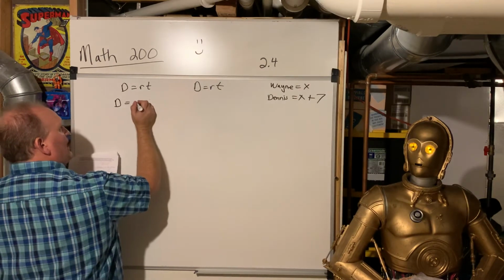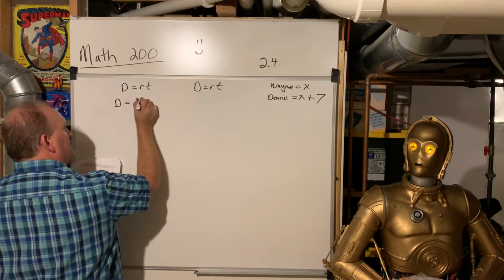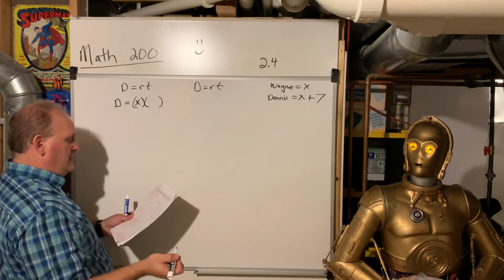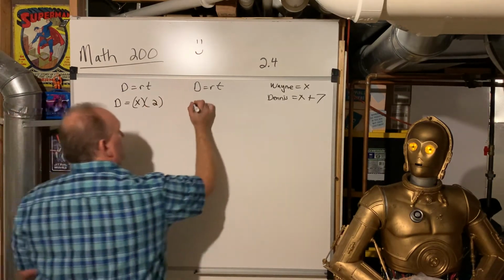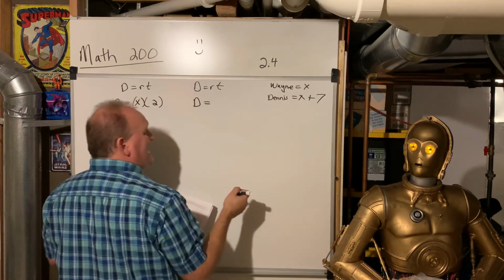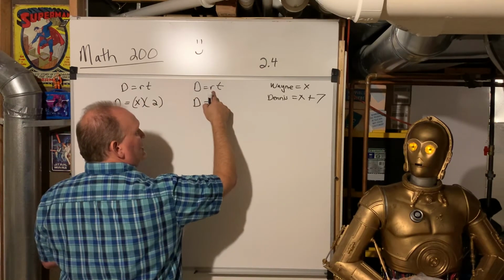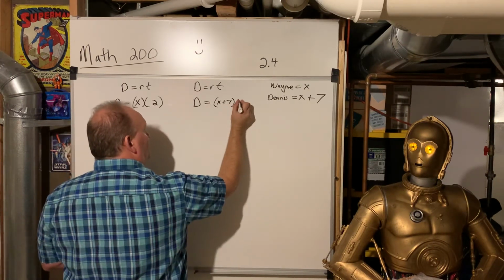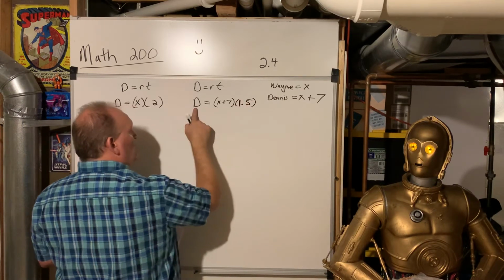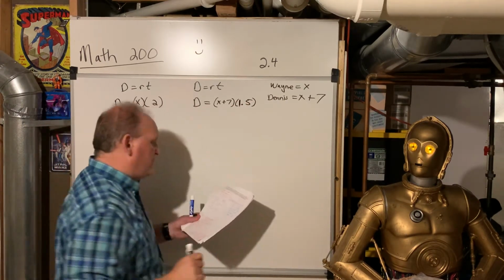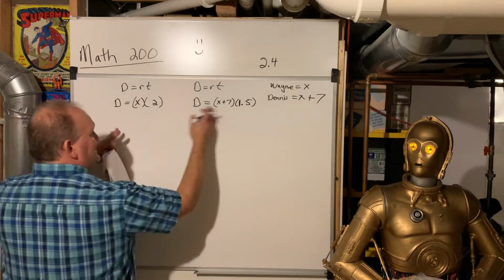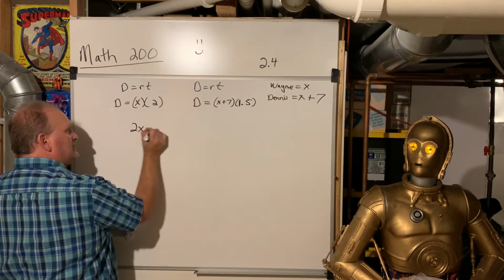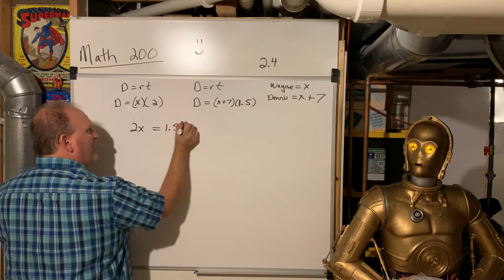So Wayne is traveling at x, and the time it takes Wayne to get there is 2 hours. Distance for Dennis, he's traveling at x plus 7, and the time it takes him is 1.5. And now they went to the same destination. They both went to the beach from the same starting point. So that means the distances are the same. So what we're going to do is say 2x is equal to 1.5 times x plus 7.